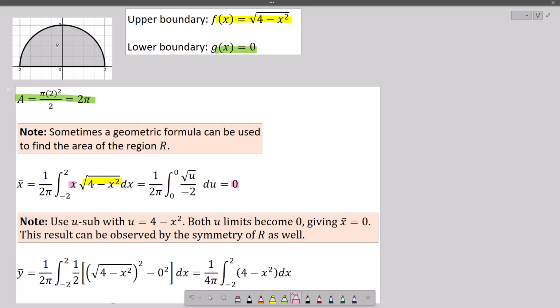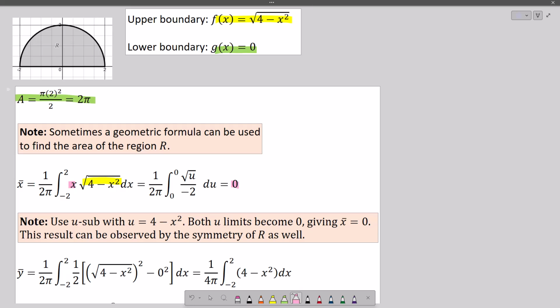Again, because we have uniform density. If the density weren't uniform, of course, that would not necessarily be true. But because we have uniform density, we are just looking at the geometric center. So x bar has to be 0.